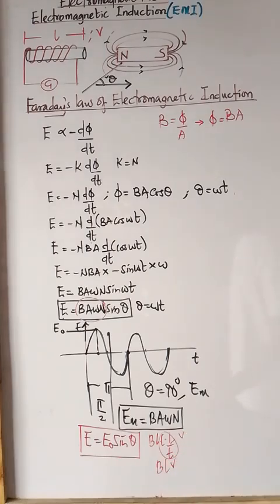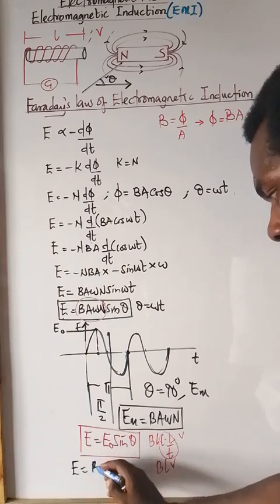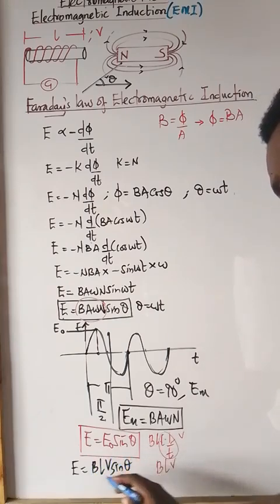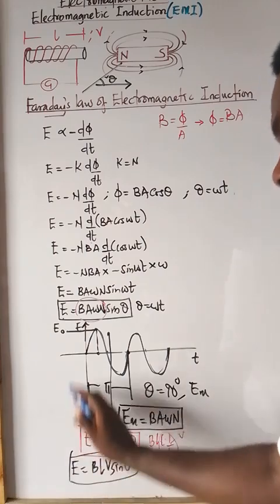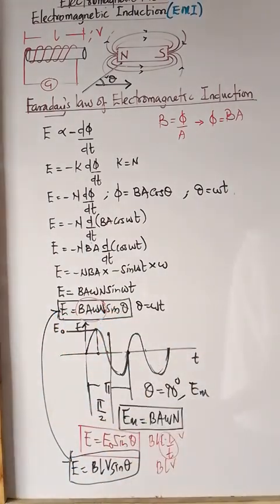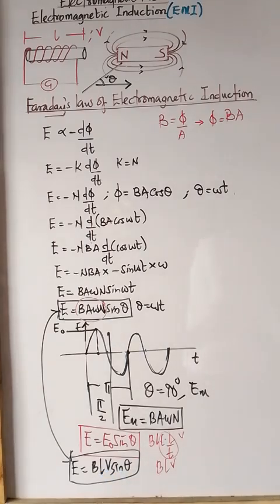So in terms of the length of the conductor, we can say the EMF generated can be expressed as B, length of the conductor, the speed of the conductor, sine theta. So these two are the same. This in terms of the area and the angular frequency or angular velocity. This in terms of what? The length and the what? Velocity. So the two works. So from here we can say the more the velocity, the more the EMF generated, and also the longer the length of the conductor, the more the EMF generated.